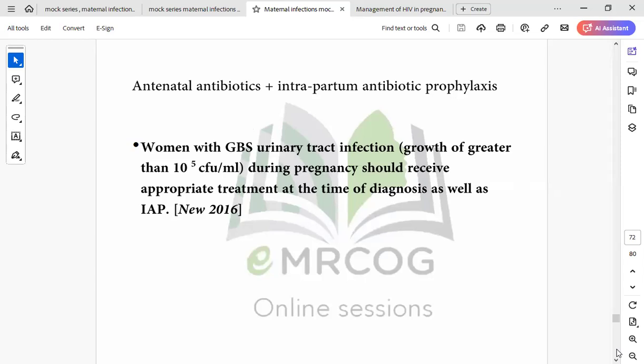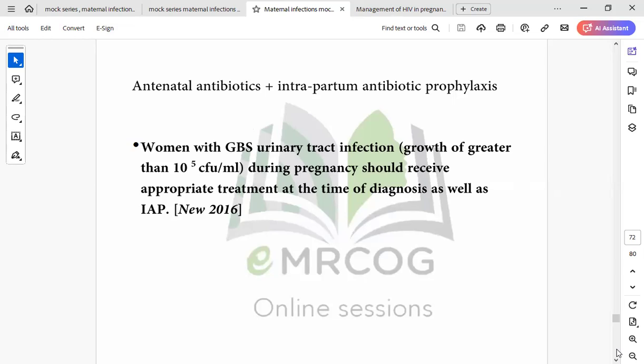Treatment, not IAP. Treatment now is not warranted if the colonization is less than 100,000, but she should have IAP. You know what GBS bacteriuria means? The woman is having bacteriuria. When we do the culture, it came out to be GBS.